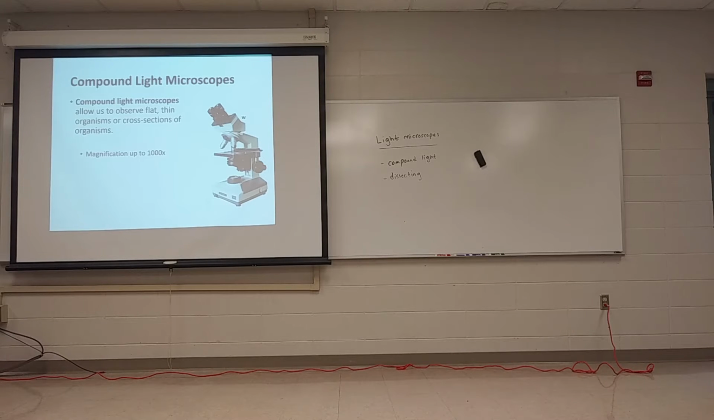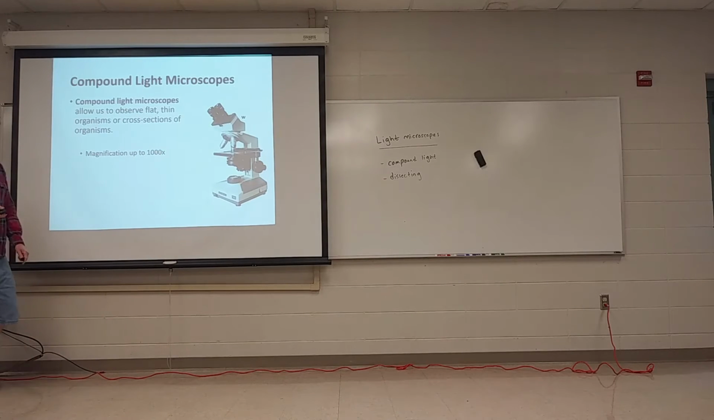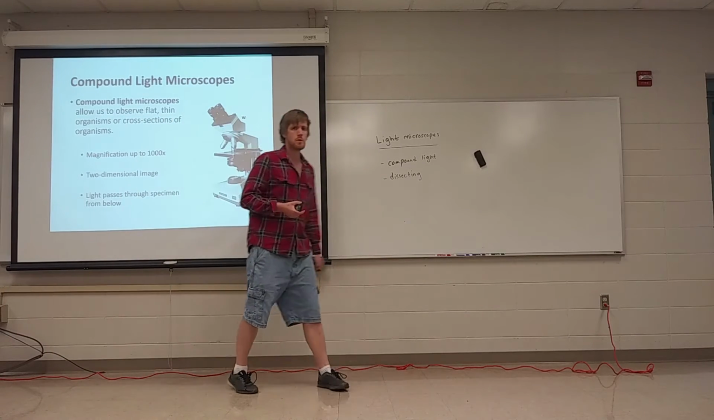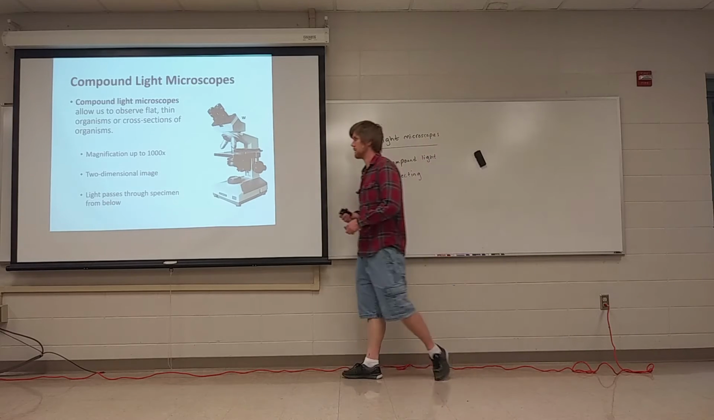So it actually can magnify up to 1,000. We don't use it beyond 400, but technically it does have an objective lens that goes up to 1,000 times magnifying power. The image that you get ultimately is two-dimensional. And as we said, light passes through the specimen from below, and you get a two-dimensional view of whatever it is that you were looking at.